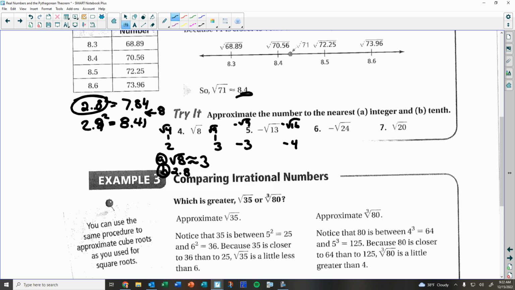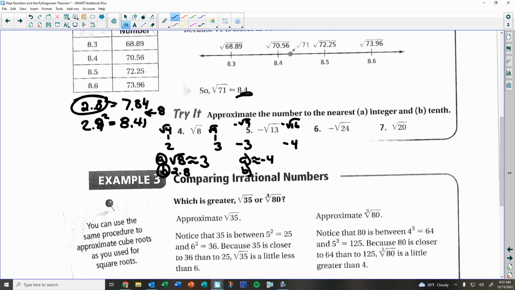Now, just hide the negatives for a little bit. Is 13 closer to 16 or is it closer to 9? 16, right? So for the A part here, this would be about -4. Now we've got to figure out the decimal. Well, if it's 3 away from one and 4 away from the other, it's almost in the middle, right?